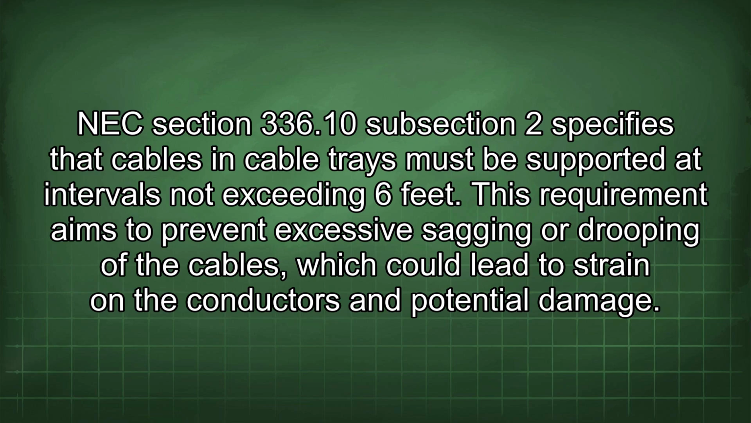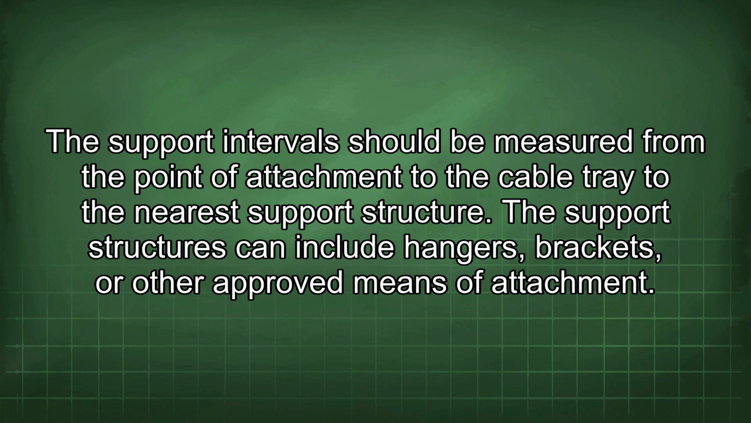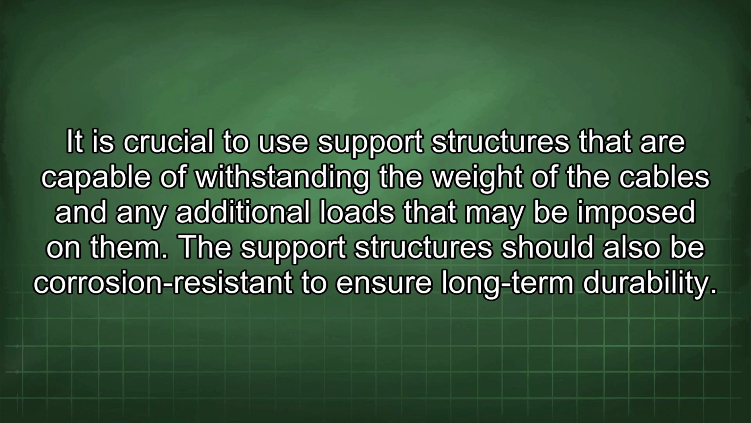This requirement aims to prevent excessive sagging or drooping of the cables, which could lead to strain on the conductors and potential damage. The support interval should be measured from the point of attachment to the cable tray to the nearest support structure. The support structures can include hangers, brackets, or other approved means of attachment. It is crucial to use support structures that are capable of withstanding the weight of the cables and any additional loads that may be imposed on them. The support structures should also be corrosion resistant to ensure long-term durability.